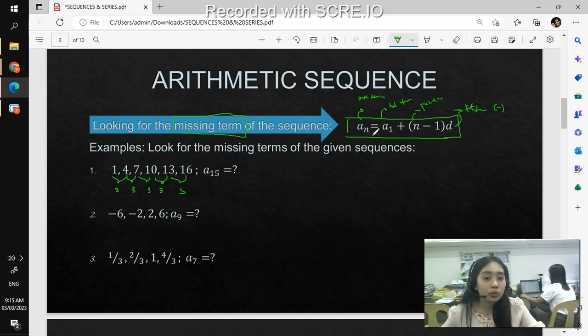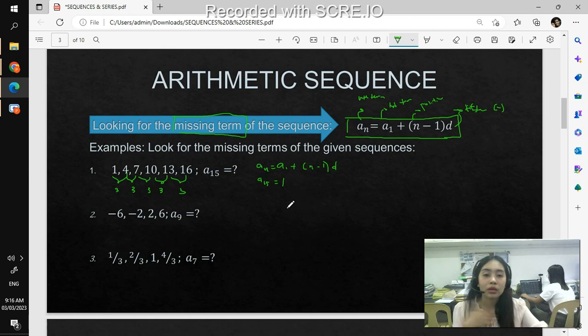Now, we are safe to use the formula to look for the 15th term. So we have a sub n is equal to a sub 1 plus n minus 1 times d. Now, after you write down the general form, you then substitute everything that is given. So a sub n will be replaced here by a sub 15. Why? Because we are looking for the 15th term. A sub 1, that is the first term, we have here 1.